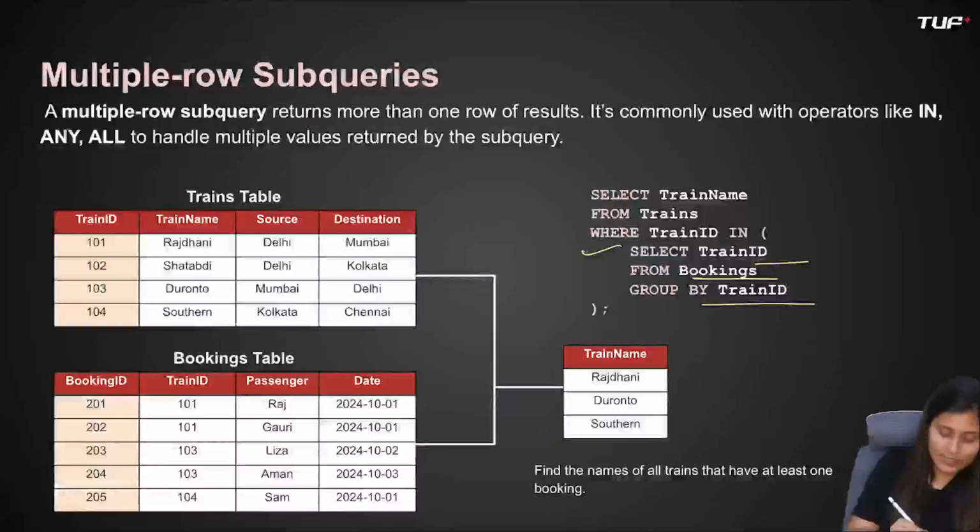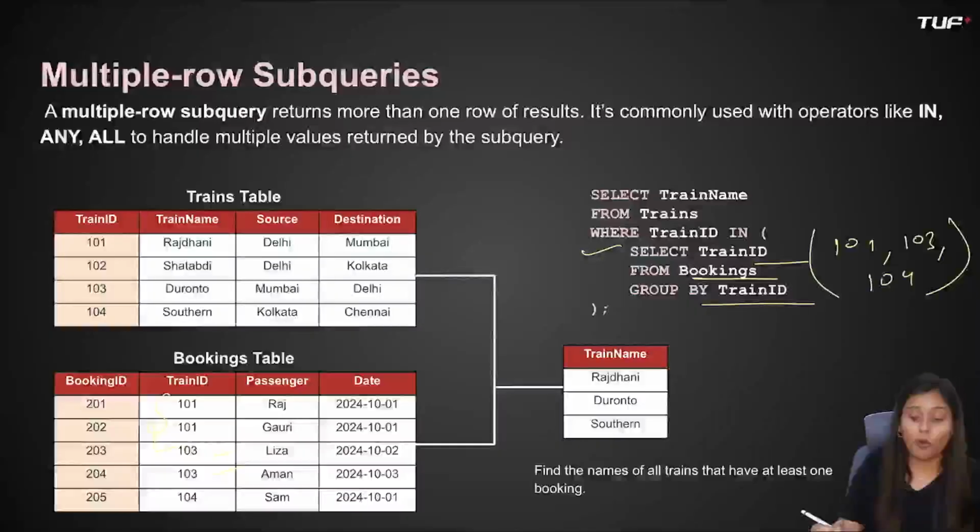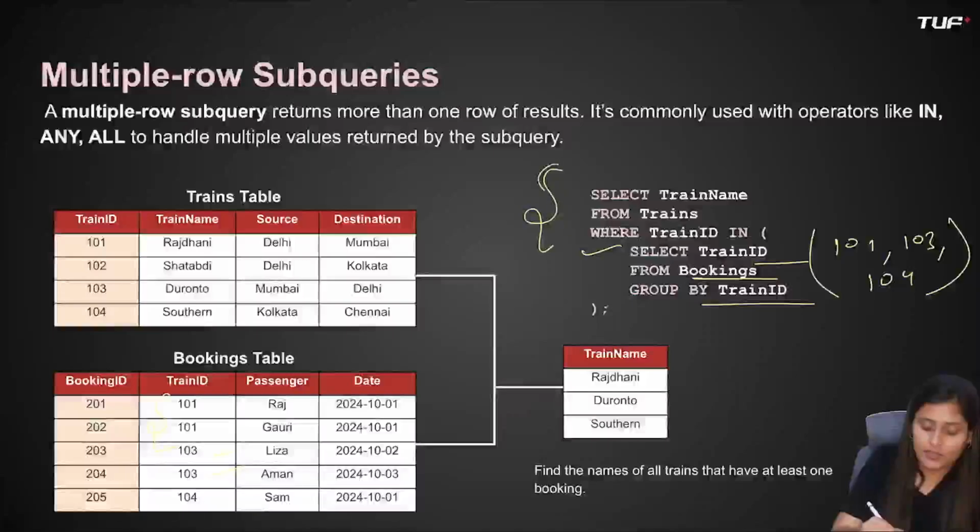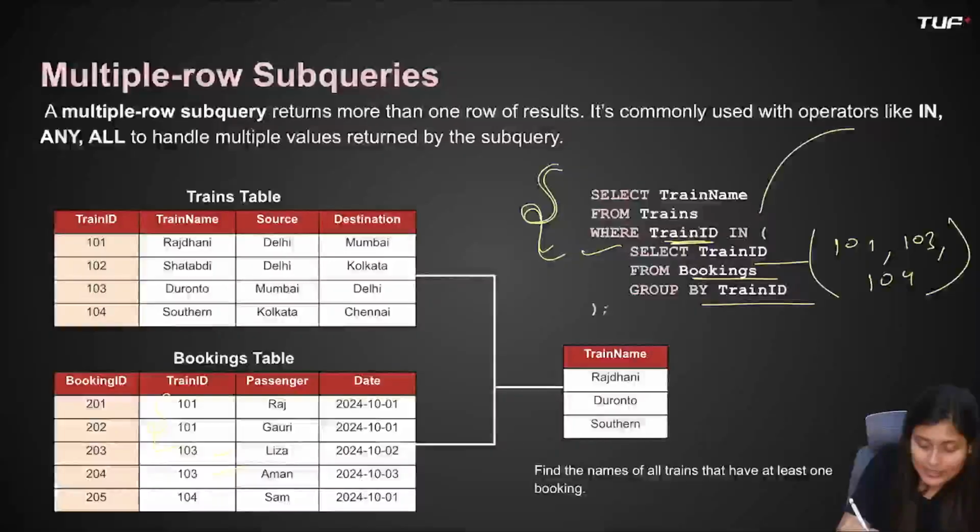So basically we will be grouping by train ID. So 101 together, 101, right? Now 103, so 1 time 103, and 104 and 104. So this will be the final output of the subquery, the result of the subquery, which will be used by the outer query. Okay, so the outer or main query, which is this, right? So now what will happen? This will say select those train names from the trains table having train ID in this result.